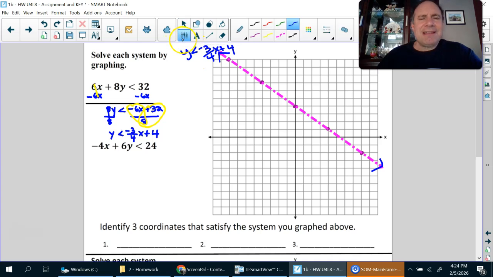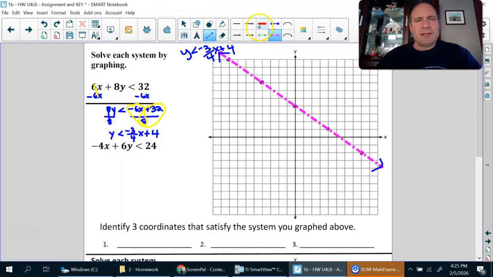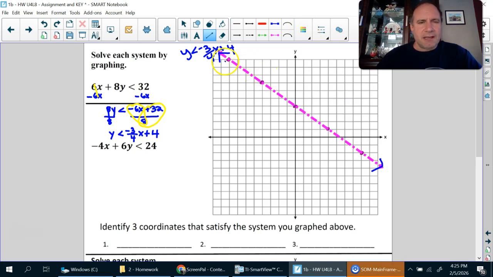So now, less than, if you put your hand on that line, less than is below the line. Anything above the line is greater than. Anything below the line is less than. So I know without looking at the calculator that I'm supposed to shade below the line. And you could see that the calculator shades in this area that is below the line. So that's what I'm going to do. I'm going to shade below the line just like this.